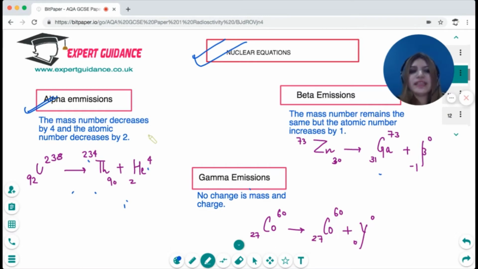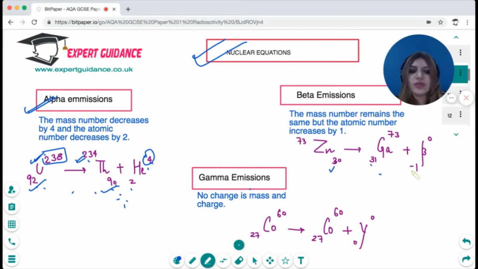Basically, to make it easy to understand, make sure the top numbers on the left side are equal to the top number on the right side. So for example, if this is 238 on the left side and 234 on the right side, then the other number has to be 4 to make the top numbers and the bottom numbers on both sides equal. So this is 92, 90, and 2 is 92.